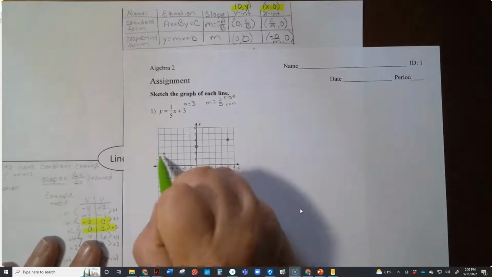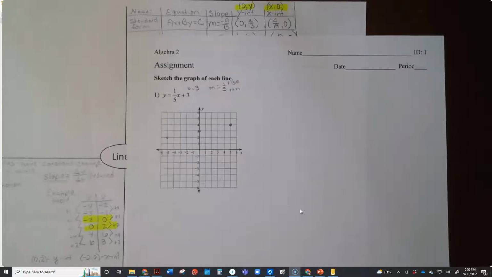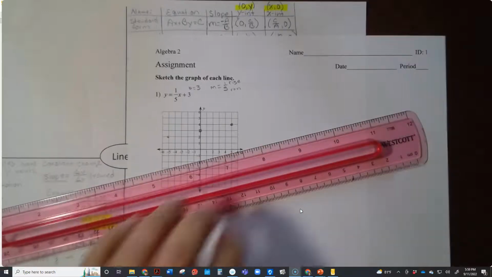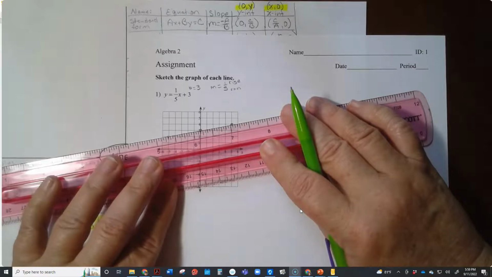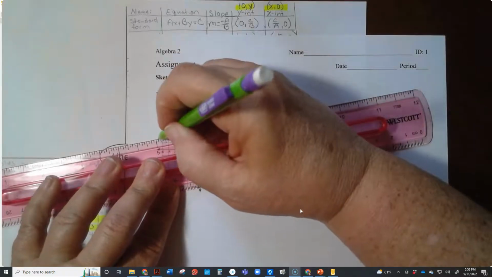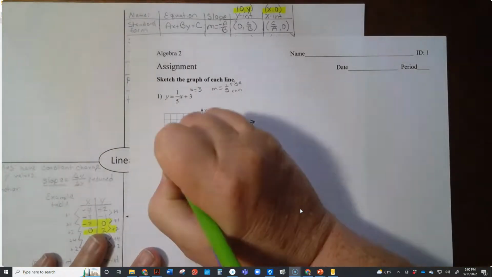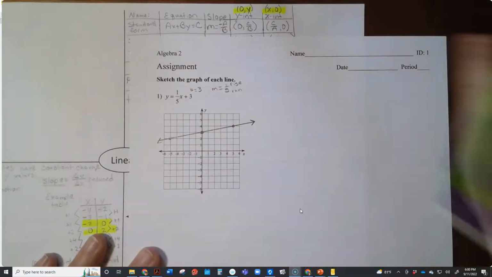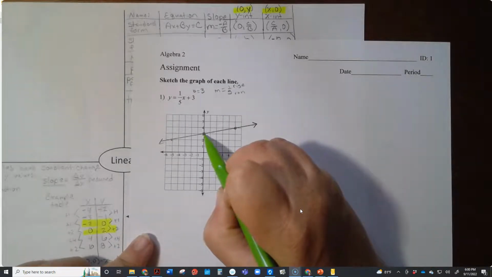And then, I don't know if I can do that without a straight edge. So, I'm going to grab one and connect those points. This has a y-intercept of 3 and a slope of rise 1, run 5.